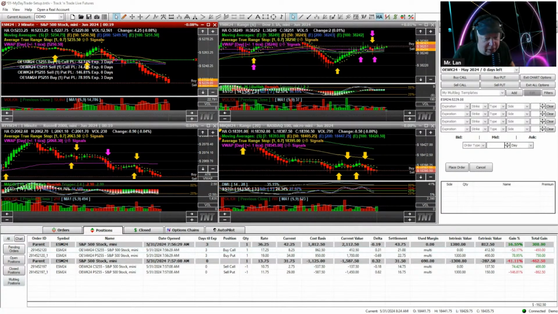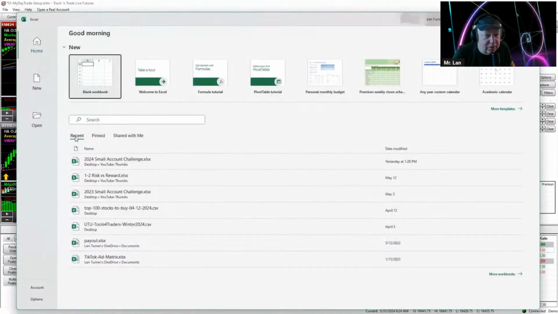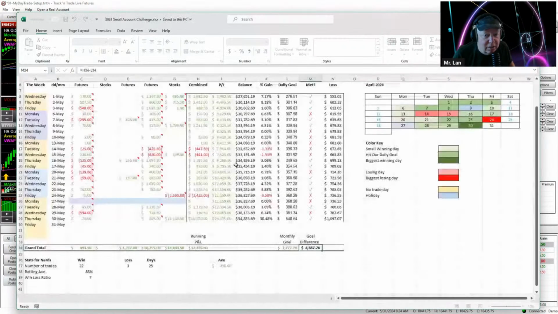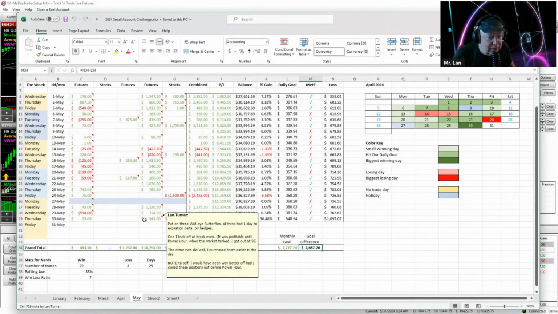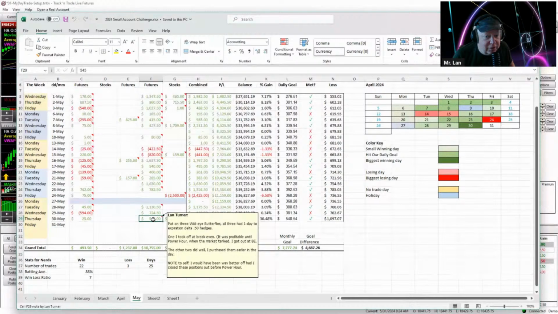Oh, we were going to go update our spreadsheet. You guys want to do that with me, or you want to go do that on your own? Small account spreadsheet. Oh, I already did it. I already put it in there. $545. So I put on 3 wild eye butterflies. All 3 had 1 day to expiration, delta 0.5 hedge. 1 I took off at break even. It was profitable until power hour. When the market tanked, I got out at break even. Oh yeah, that's the one I put on at the end.